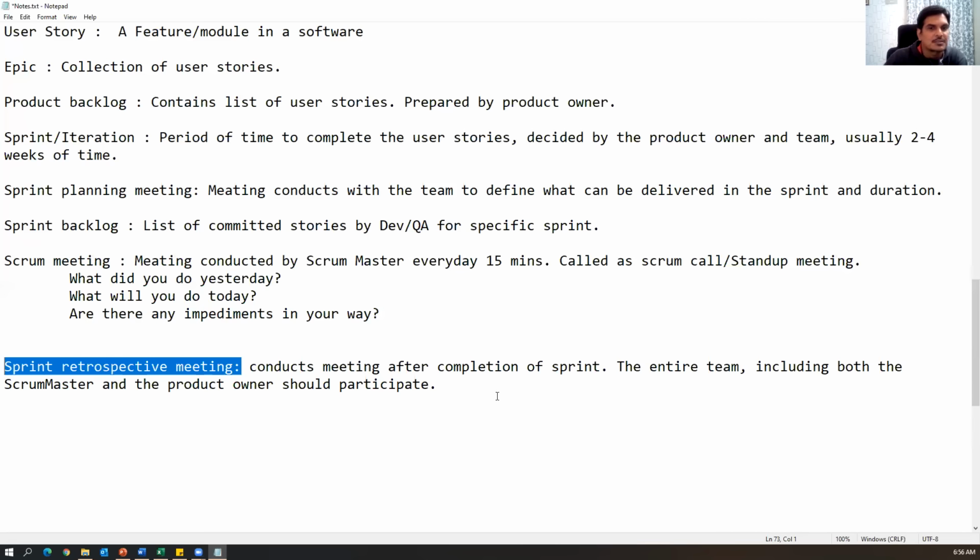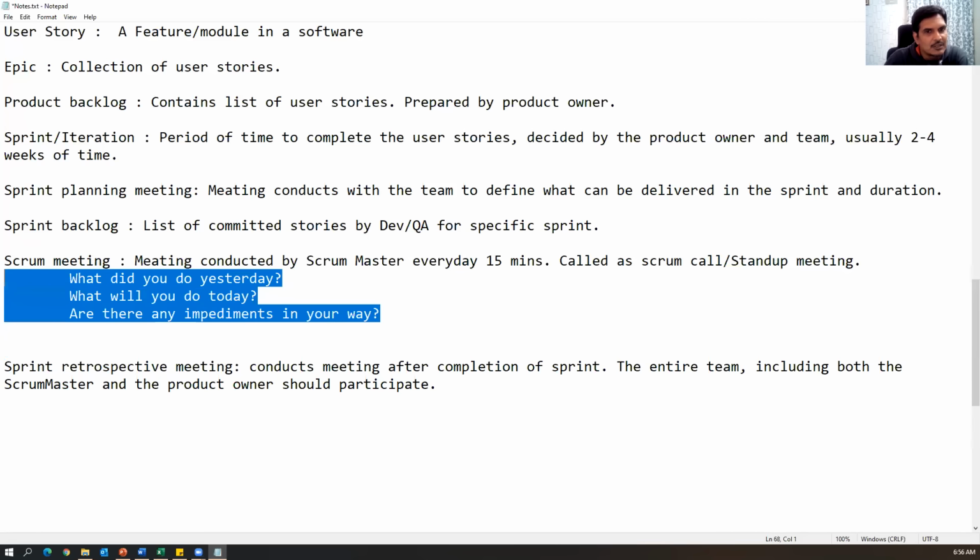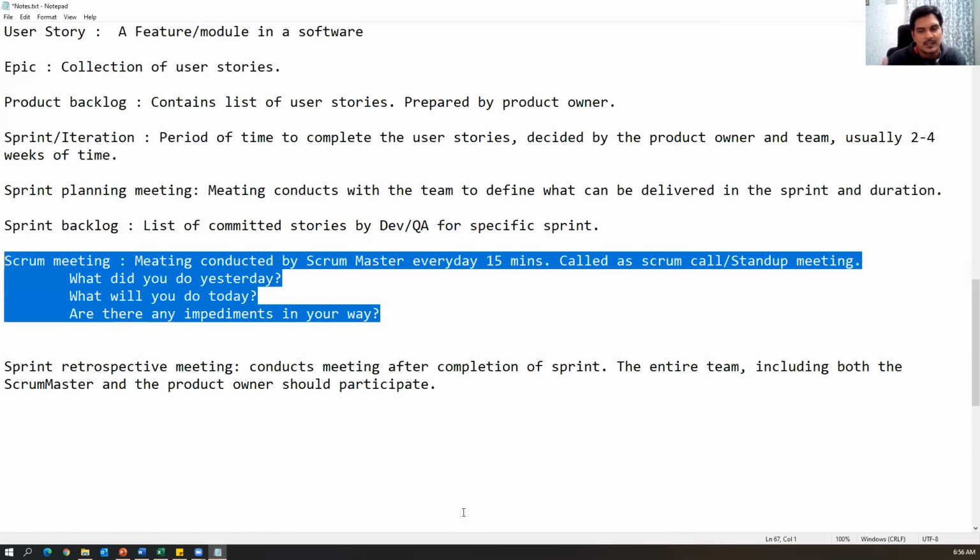Remember, what is the difference between the Scrum meeting and the sprint retrospective meeting? The Scrum meeting happens every day for 15 minutes to discuss the status of the project. And the sprint retrospective meeting happens only one time after completion of the sprint to discuss what went well, what went wrong, and what improvements are needed in the upcoming sprints. All these meetings will be conducted by the Scrum Master, and the rest of the team will be involved in the meeting. That is called the sprint retrospective meeting.